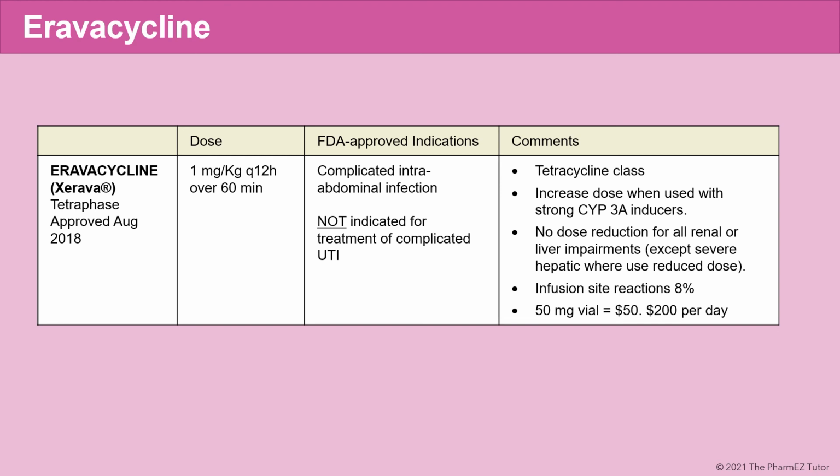No dosage reduction is needed for renal or liver impairments, except severe hepatic impairment, where we need to use a reduced dose. Infusion site reactions occur at a rate of about 8%, and the cost of eravacycline is about $50 per vial, which equates to $200 per day.